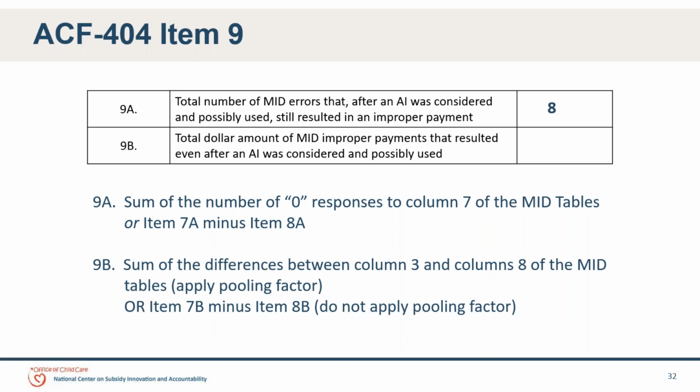And 9B is the total dollar amount of mid-errors that remained after the additional inquiry was considered. This is a figure that is automatically calculated in the OLDC, so you shouldn't have to do this, but I do include instructions on how to figure this out.